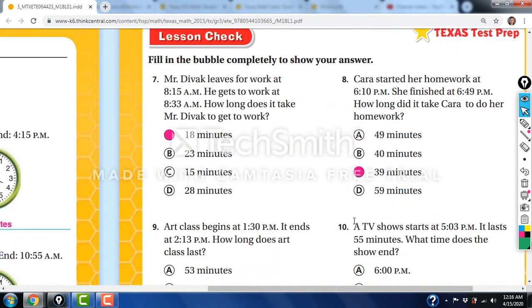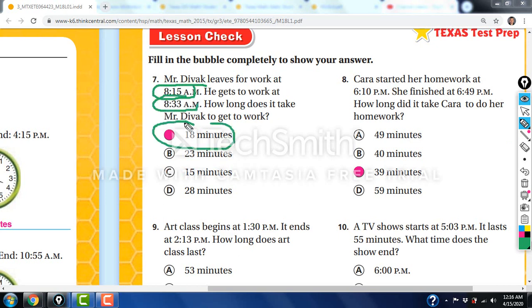The next are pretty simple. The next we're just doing getting elapsed times. Mr. Devout leaves at work at 8:15 a.m. So here's the start. Here's the ending. Subtract these two and you get 18 minutes.